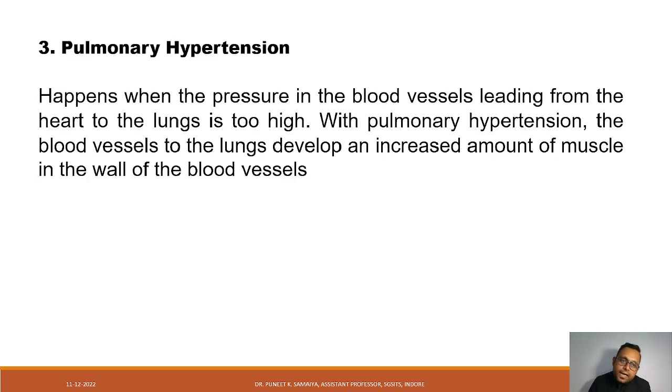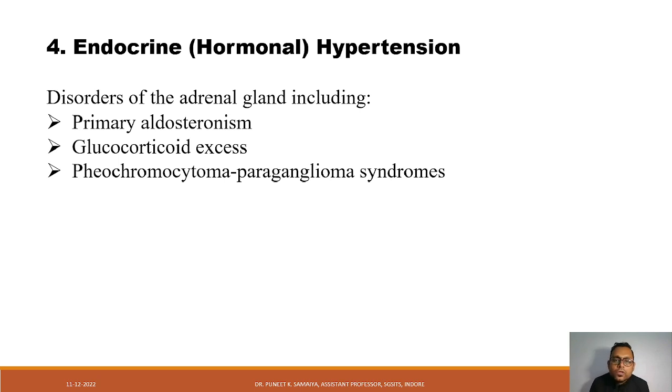Then the third one is pulmonary hypertension, and it happens when there are pathological changes in the heart and lung coordination of the blood. In pulmonary hypertension, the blood vessels which supply blood to the lungs are increased in muscle mass. Then comes endocrine or hormonal hypertension, and majorly this type of hypertension is due to adrenal gland disorders like primary aldosteronism, glucocorticoid excess, and pheochromocytoma paraganglioma syndromes.